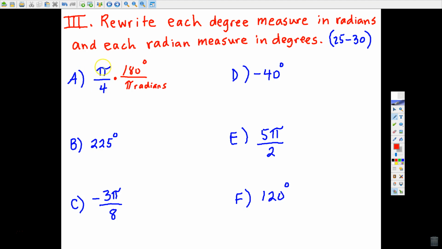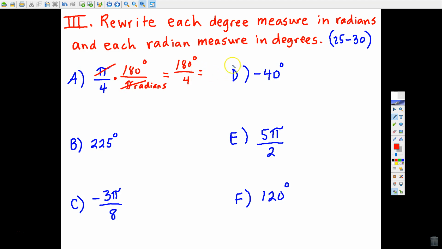All right, you'll be given either degrees or radians. If you're given radians, this will be some multiple of pi in the numerator. Just look diagonally, and these should cancel each other. Pi radians, those are going to cancel, and what I'm left with is just regular numbers, 180 degrees divided by 4. So if you look diagonally, you should be able to cancel if you're using the right conversion factor. All right, my pi here cancels.